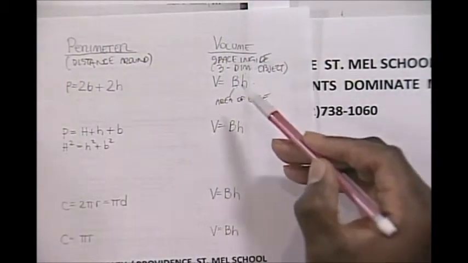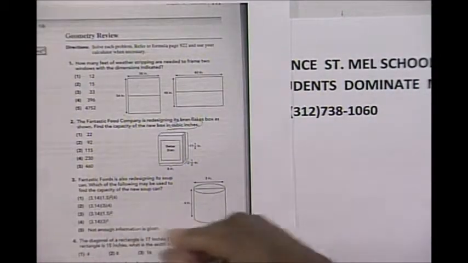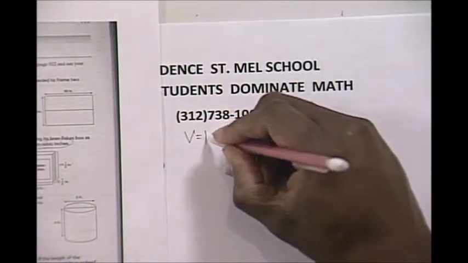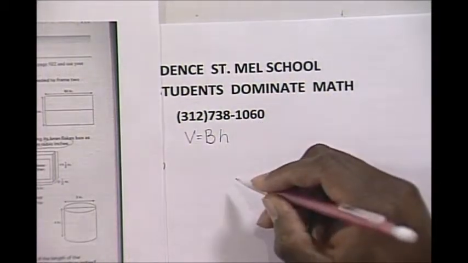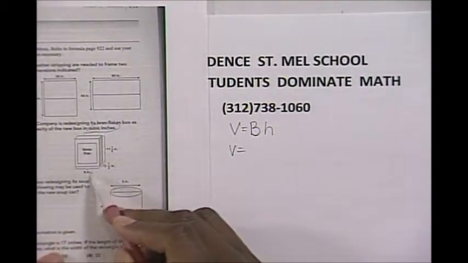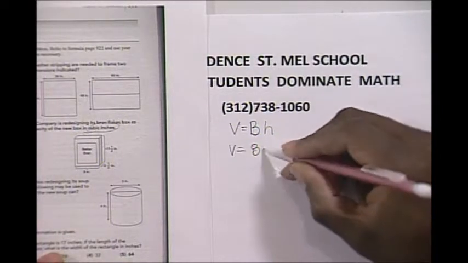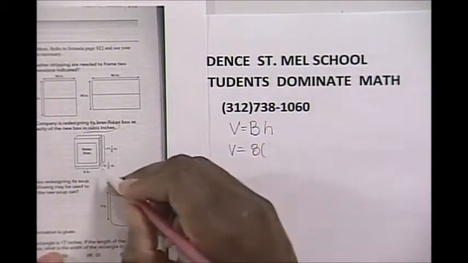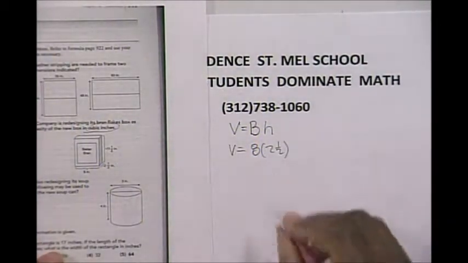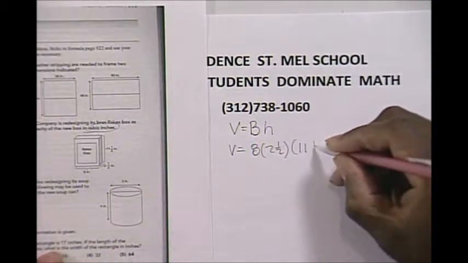You're going to have to read the problems carefully and know which formulas to go to. All right, so the formula for the volume is the area of the base times the height of the object. The area of the bottom of this shape is a rectangle. So the formula for the area of a rectangle is base times height, 8 times 2.5, times the overall height of the object, which is 11.5.